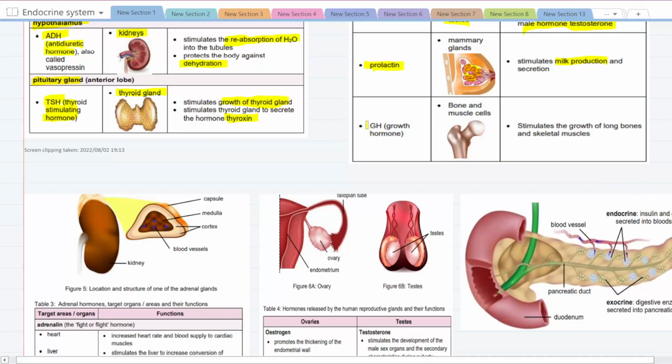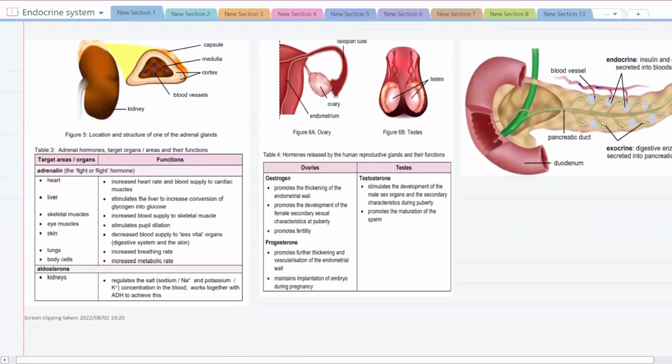And you also have your growth hormone, your GH, which targets the bone and the muscle cells so that you can grow as tall as you are right now, from the size you were as a toddler to the size you are right now. There is a huge difference. That means that your pituitary gland has been secreting the growth hormone. Even now you are still growing to become an adult, so that role is played by the growth hormone, and it stimulates growth of long bones and the skeletal muscles.